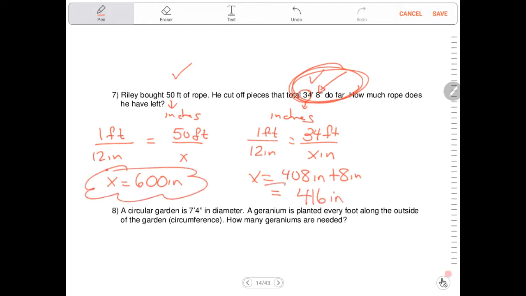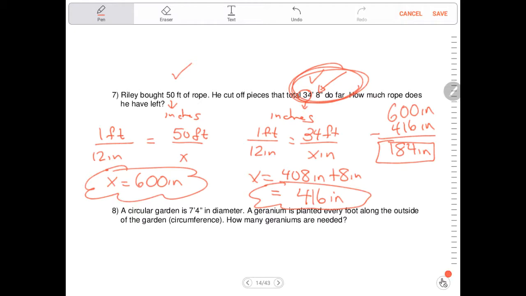Now, let's answer the question. The question said, you had 50 feet of rope, or 600 inches, and you cut off a piece that was 34 feet 8 inches. Well, what is that in inches? That's 416. So, how much rope do you have left? Simply subtraction. 600 inches, take away 416 inches. Okay, so make sure you understand where I'm going with this. That means you have 184 inches remaining.